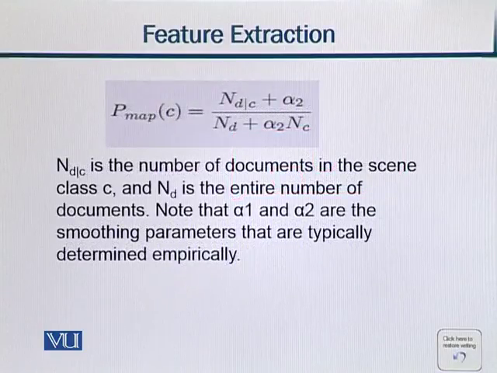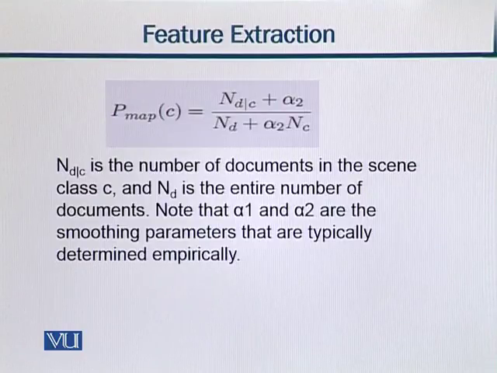And what is PMAP C? It is the maximum probability of a class C, which has ND by C, where ND by C is the number of documents in the class C, and ND is the entire number of documents present in our corpus. Then we have two parameters, alpha 1 and alpha 2, which should be determined empirically. Empirically means by experiments, and to keep the values in a specific range, which is most of the time between 0 and 1.